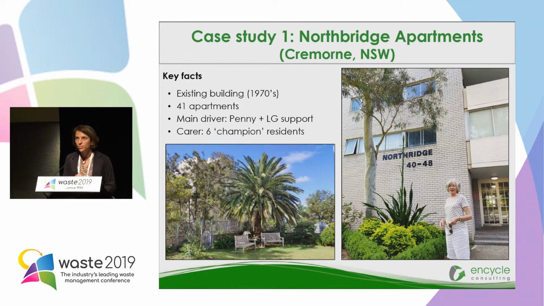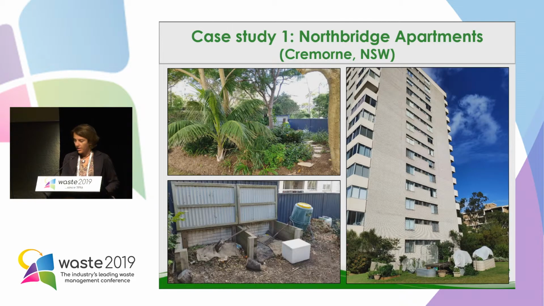First of all, she implemented a system of food waste bins, composting and worm farms, and then she used the produce to improve the quality of the garden. And now there are six carers, six residents who take care of the garden. So far, they have installed three worm farms, two compost bins, and five raised beds with veggies and herbs.